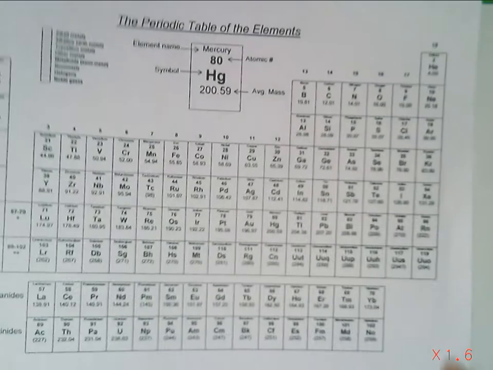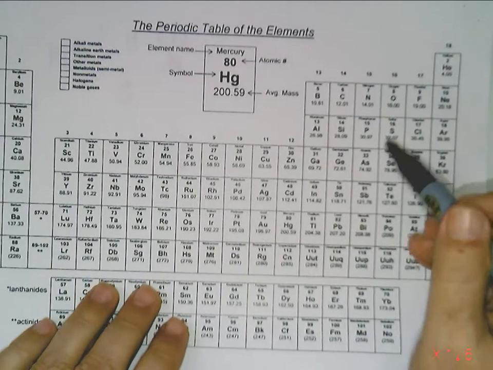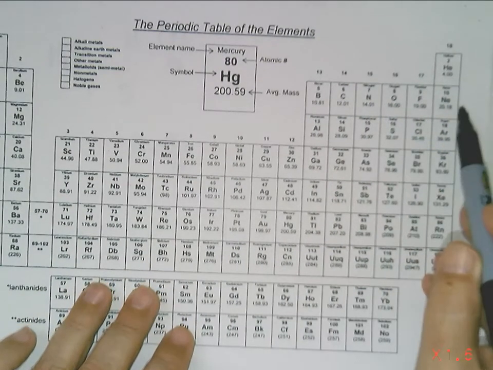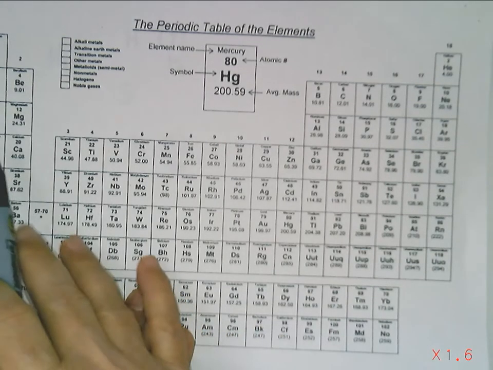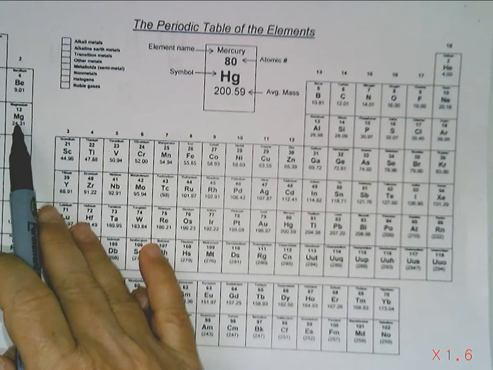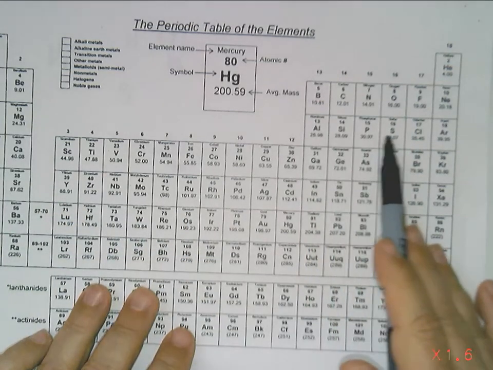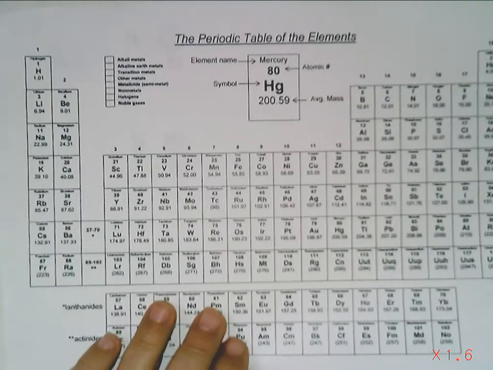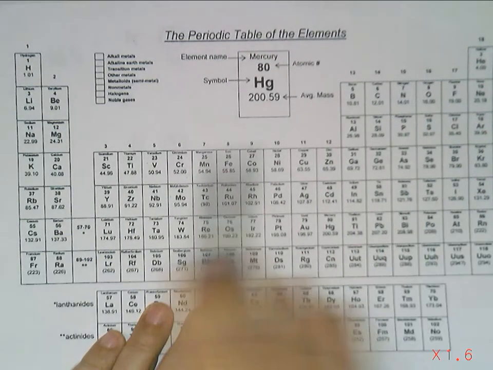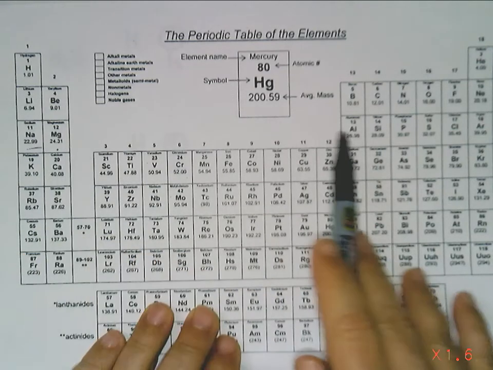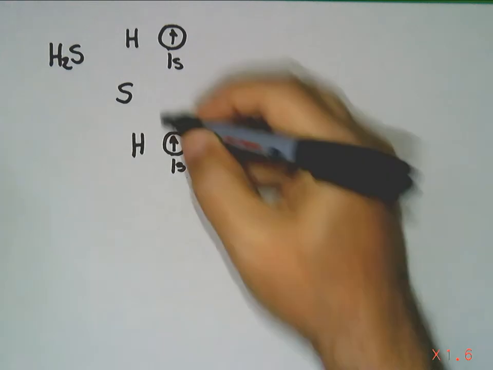So let's look up the valence shell configuration for sulfur. It's got a neon core, but I don't really care about that. I'm going to just do the valence orbitals: 3s2, 3p4. Can you see that here's the sulfur, 3s2, 3p4 is the valence configuration.